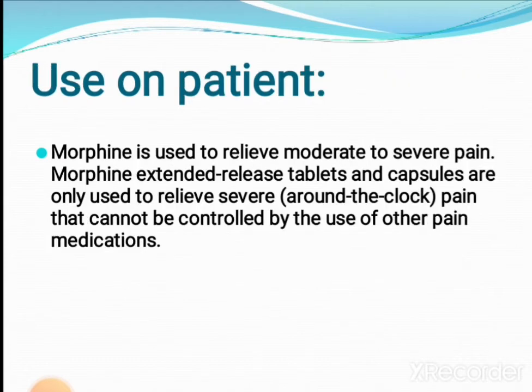What is the use of morphine on patients? We can discuss here that morphine is used to relieve moderate to severe pain in patients, and if we use morphine, then it relieves the pain. Morphine extended release tablets and capsules can be formed as medicines, and they are only used to relieve severe pain that can't be controlled by other pain medication.